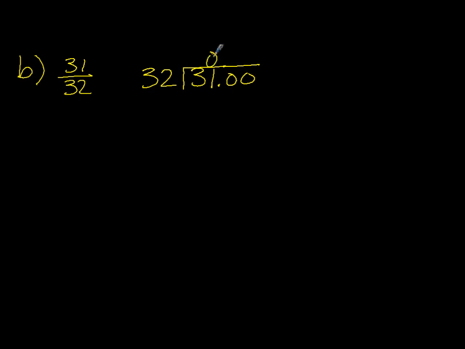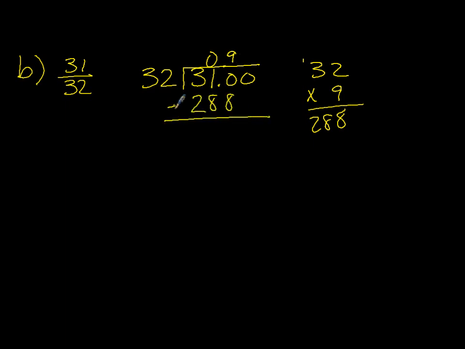32 goes into 310, or 3 times per 100. I got 3 of them, so I'm going to try 9, I think. 18, 27, 288. That's as close as I'm going to get there. Let's do 9, 288. We'll subtract in here.